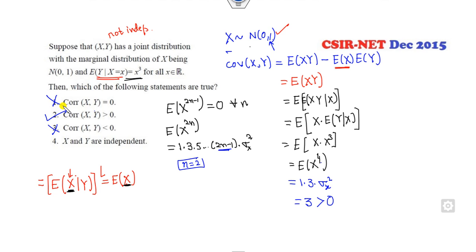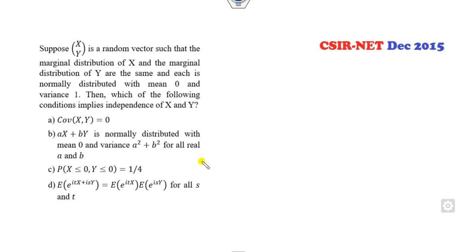This option cancel, this option cancel. Now since covariance is non-zero, you can't say that they are independent. They are dependent. You can also see that they are dependent. Look at the next example.